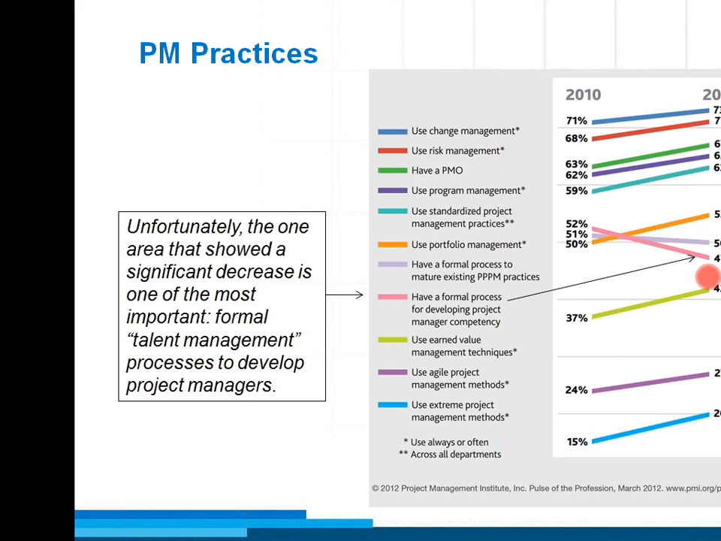If you look at this one, having a formal process for developing project manager competency declined from 52 to 47%. So even if you keep it at 52%, this shows that 48% of the organizations surveyed do not have a formal process for developing project manager competence.